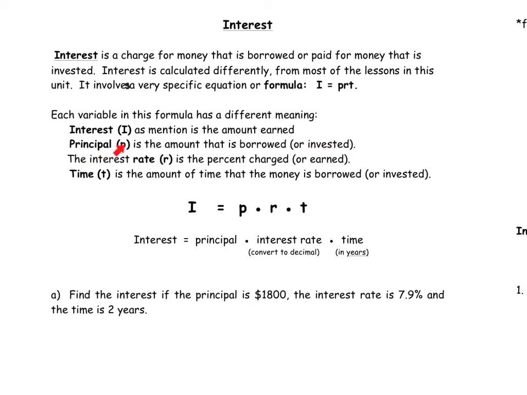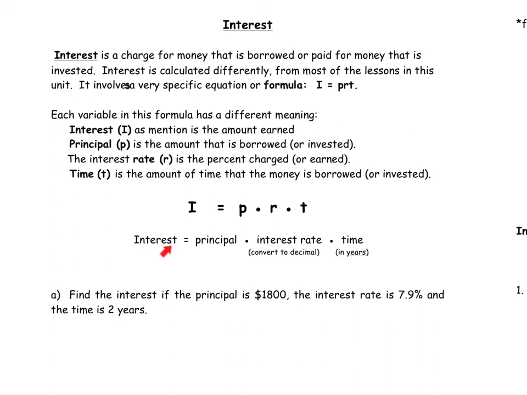Principal, which is the P, is the amount of money that's borrowed or invested. So when you hear P, it's not talking about part, it's talking about the principal, which means the main money we've invested or borrowed. The interest rate, R, is the percent charged or earned. So that R is going to be, just like in the past, our percent rate. Time, which is the T, is the amount of time that the money is borrowed or invested.